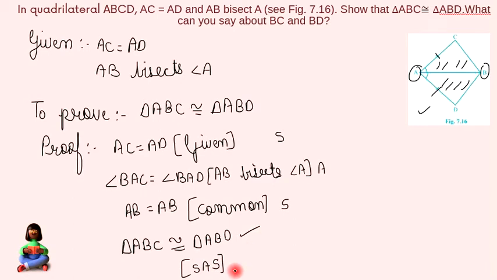Now we are asked here, what can you say about BC and BD? See, the remaining side of triangle ABC is this BC and the remaining side of triangle ABD is this BD. So we can say that BC is equal to BD by CPCT. We saw in CPCT, so we can write BC is equal to BD.